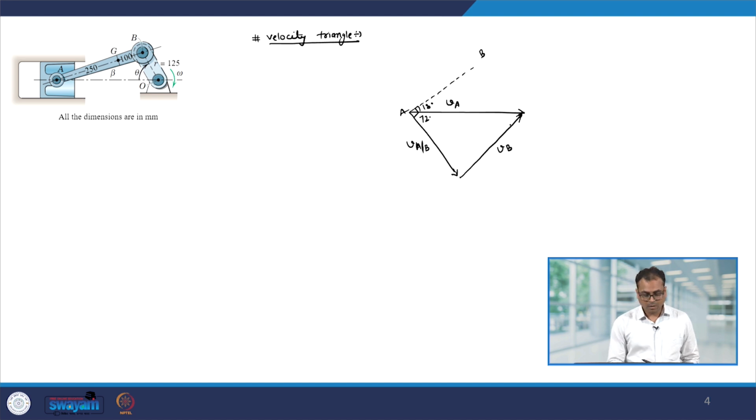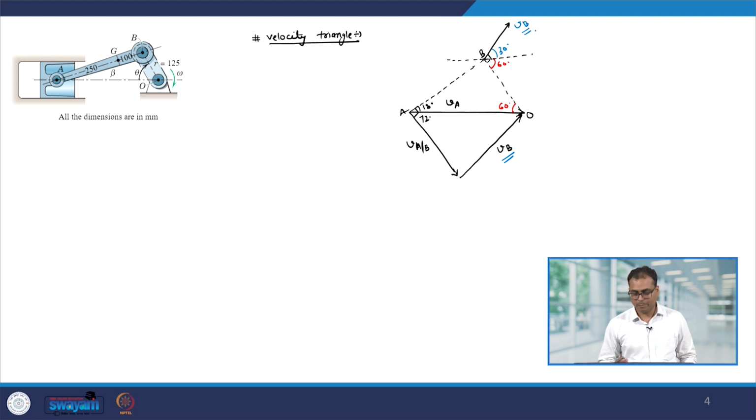Okay. Now, note that this VB is making an angle of 90 degree with respect to OB. Okay. And this angle is given, it is 60 degree. So, if this angle is 60 degree, therefore, that angle will be 60 degree, and therefore, this angle will be 30 degree, and since this is also VB, that is also VB.